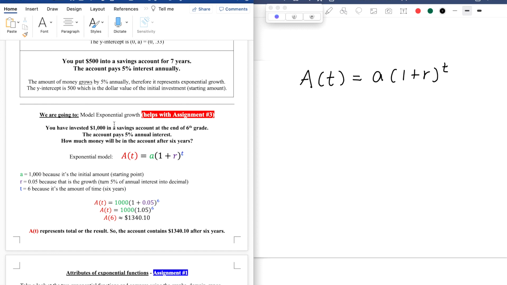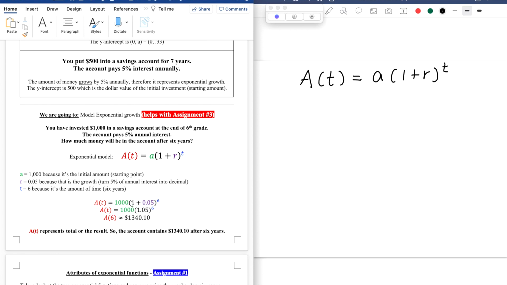So if you continue with the word problem, how much money will be in the account after 6 years? That's the question. So they want to know what happens in 6 years. So t equals 6, because it's the amount of time, 6 years. All you do after that is plug in all of that information. So total equals 1,000 times 1 plus 0.05 to the power of 6. You just do the math.